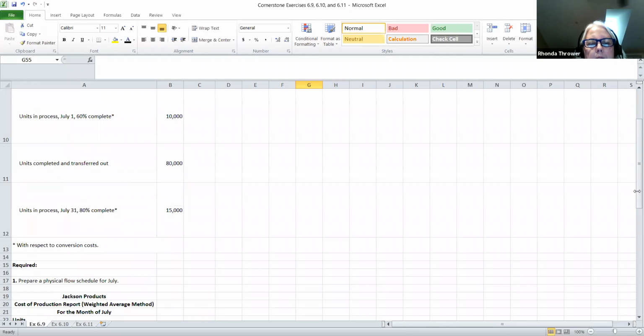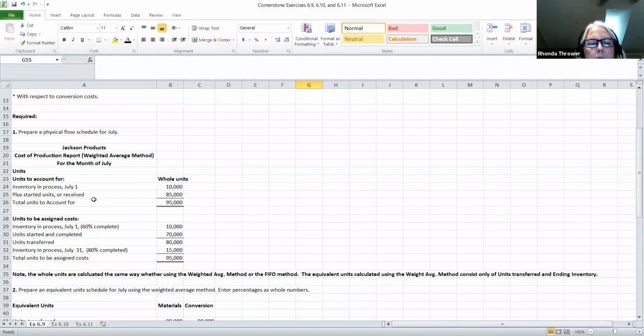We don't know how many units we've started or received. You would have to find this information here. So this 85,000 is not given. So what I'm going to tell you is what I've told you before. Start with the information that they did give you and plug it in, and then work backwards to find the other information. So 85,000 units wasn't given to you. This 95,000 units was not given to you either. So we're going to hold off on these two. We're going to put in what we do know, which is that they did give us 10,000 beginning inventory units.